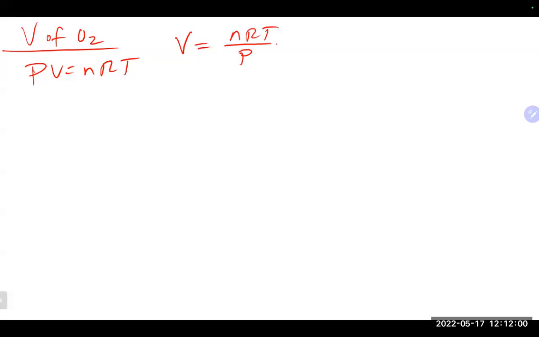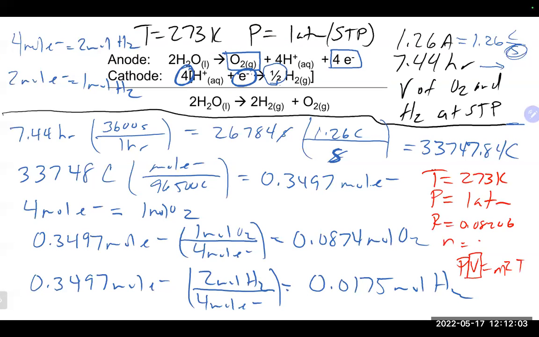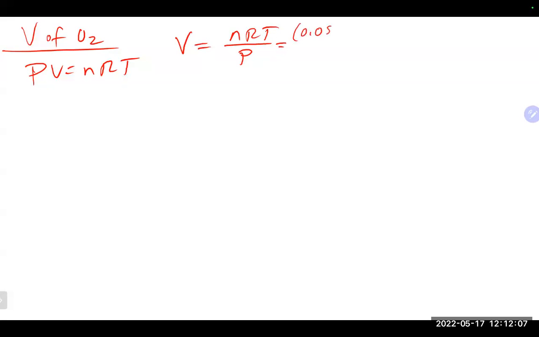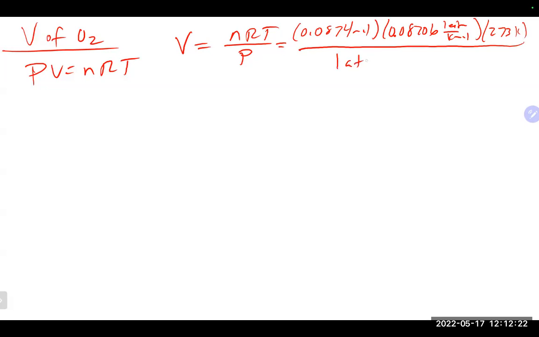Flip the page here so I've got somewhere to write. The volume of oxygen, PV equals nRT. Solving for V would be nRT divided by P. And put in our moles for oxygen, 0.0874, putting in our R, our temperature and our pressure here. Everything's going to cancel out except for the liters, and that would get us 0.0874 times 0.08206 times the 273 gives us about 1.96 liters of oxygen that would be collected at this point.